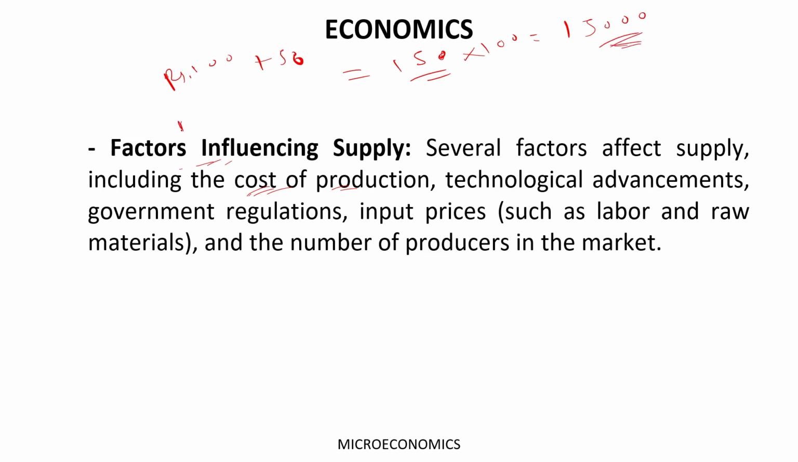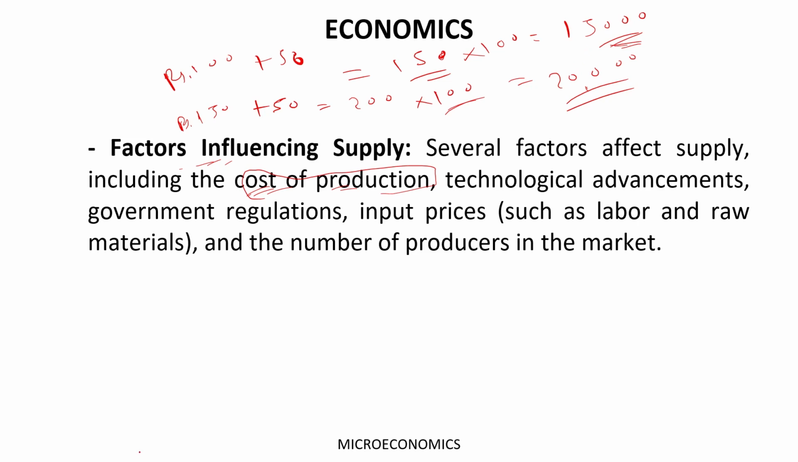But due to some reasons, the cost increased to 150. Again the profit is rupees 50, so the price becomes 200, multiplied by 100 units. Now 20,000 is the total value of goods to be supplied by him. So the cost of production affects the supply, as I have shown you here.